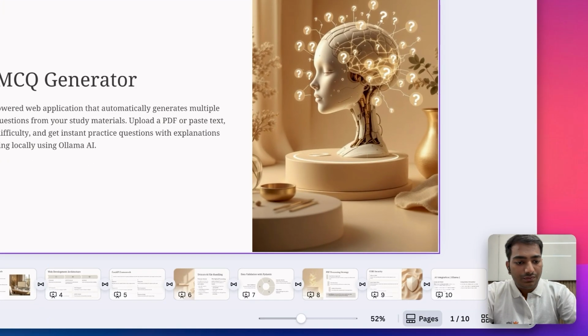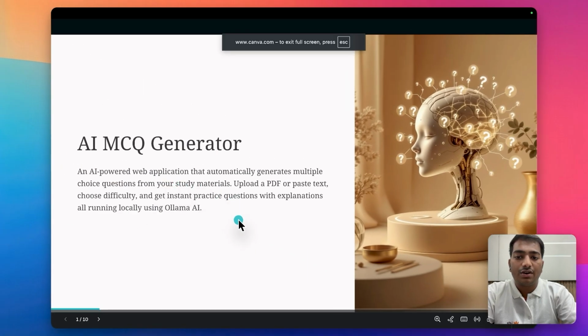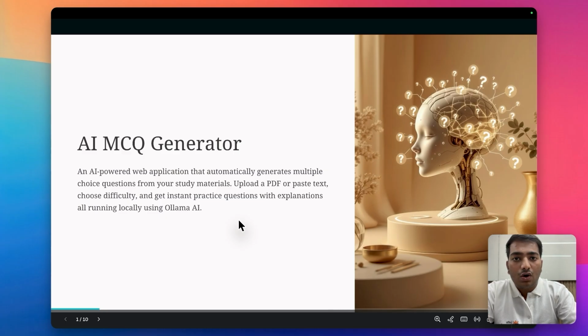It is an AI-powered web application that automatically generates multiple choice questions from your study material. You just have to upload your PDF or paste text, or just say make the MCQ of Python or C++ or any other languages, or not even languages, any other subjects, anything.